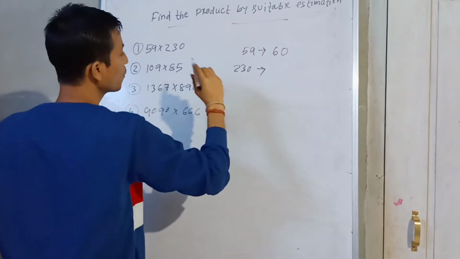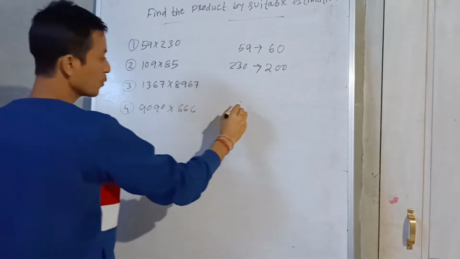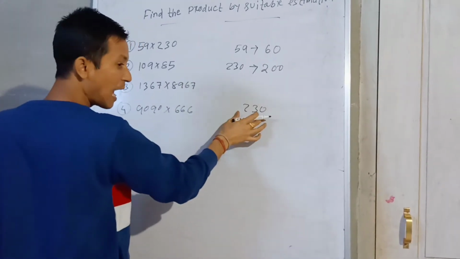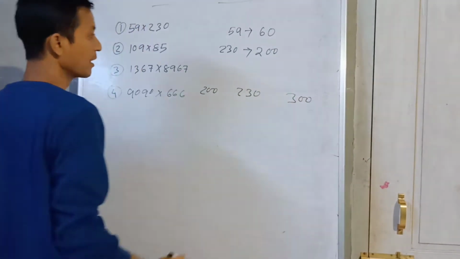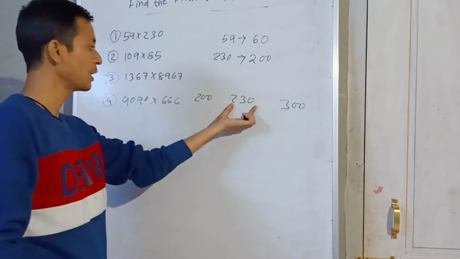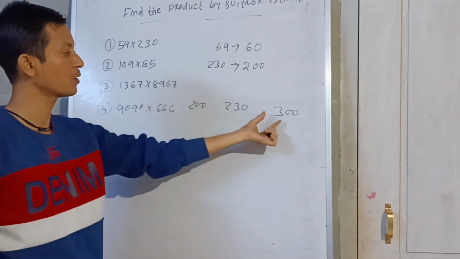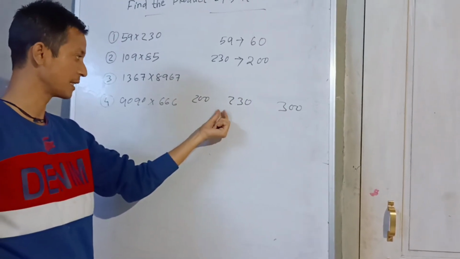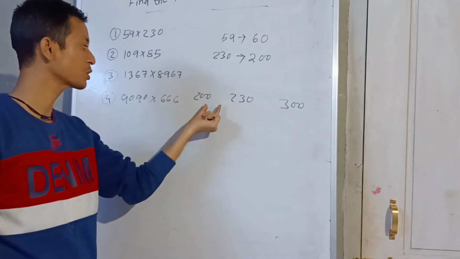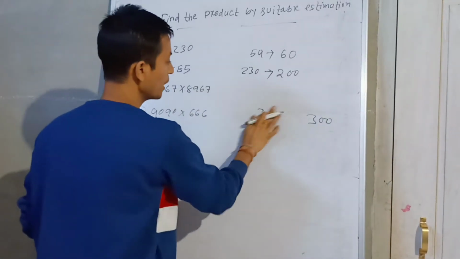And 230 is 200. So 230 lies in between 200 and 300. What is the nearest value, 200 or 300? Obviously we can understand that 230 is closest to 200, not to 300.